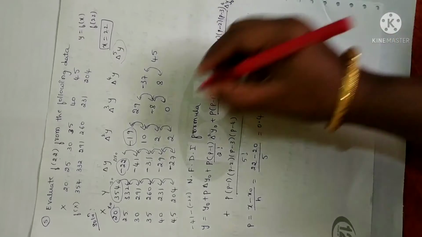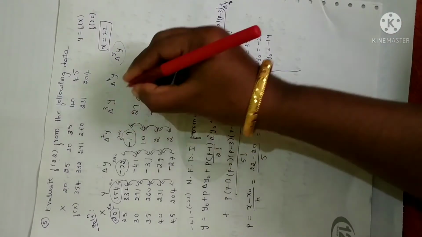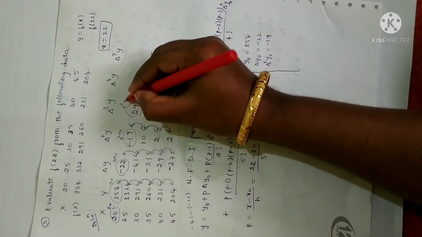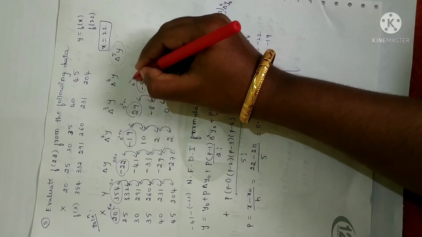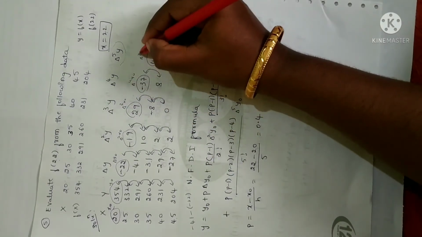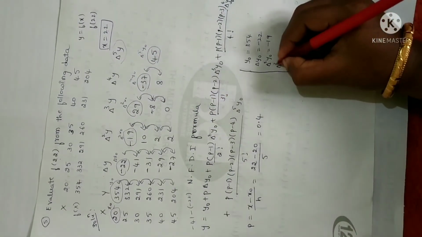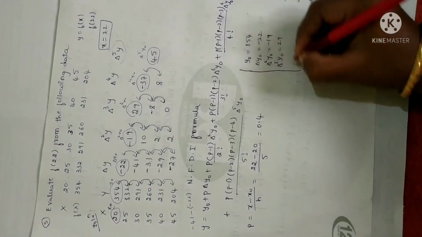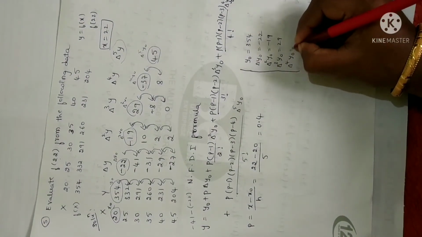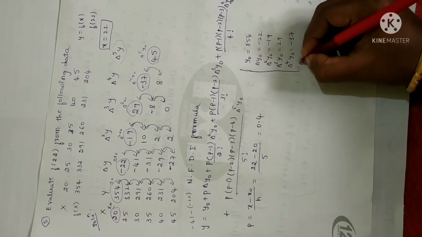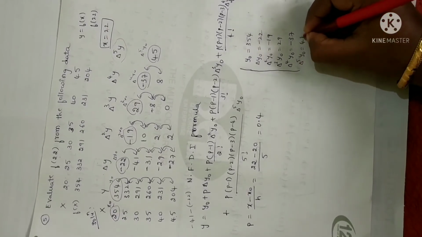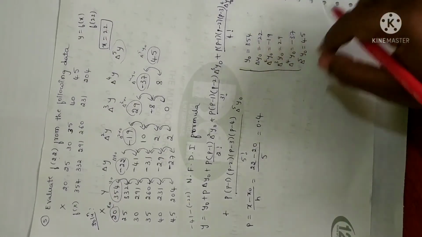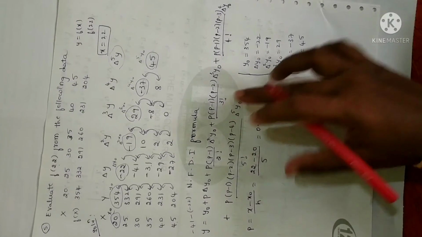I'm sorry, minus 19. Delta square y naught. Next delta cube y naught. Next delta power 4 of y naught. Next delta power 5 of y naught. So delta cube y naught is 29. Delta power 4 of y naught is minus 37. Delta power 5 of y naught is 45. Now we are going to substitute all these values in the formula.